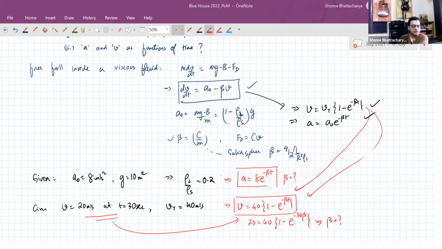Okay, you understand that this is coming from the formula, right? See, in this equation you just substitute g as 10 and a naught as 8. So you get that now? This factor is coming by substituting these two values in this equation, that a naught is equal to this factor.